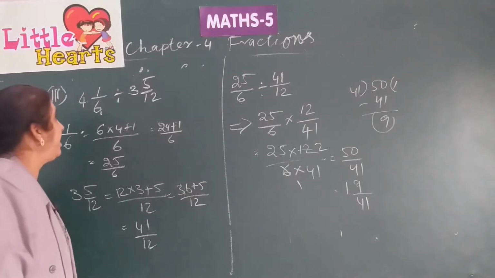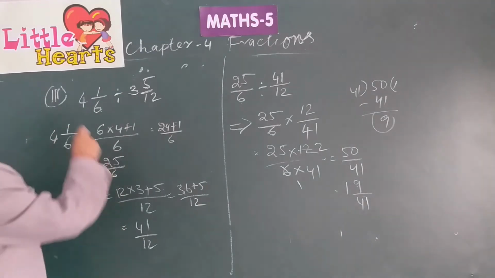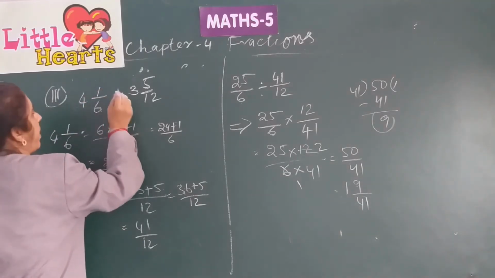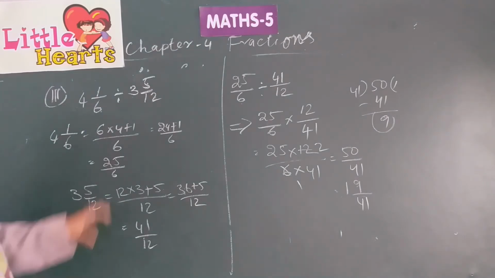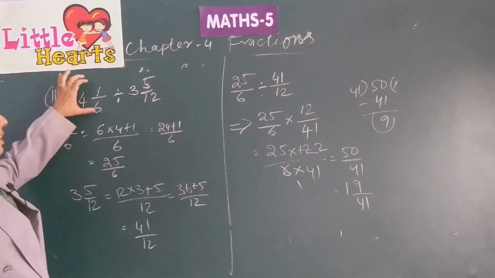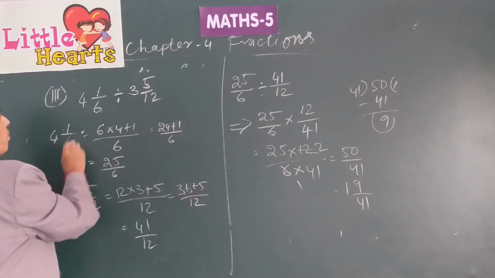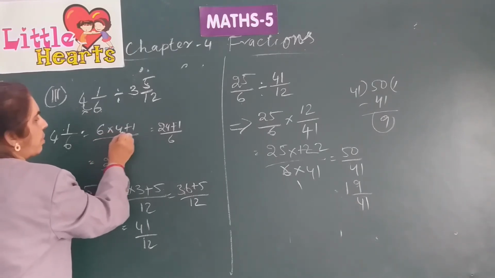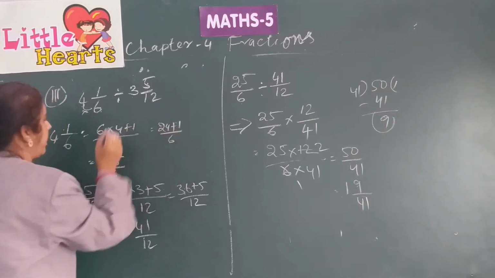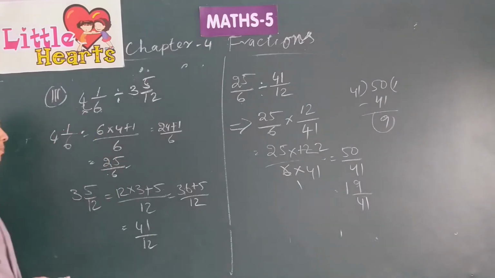Yes, children, let us divide a mixed fraction by another mixed fraction. 4 1 by 6 divided by 3 5 by 12. For this, you can't directly divide. First, convert the mixed fraction into improper fraction. 4 1 by 6 is equal to 6 into 4 plus 1 by 6. 6 4s are 24 plus 1 by 6, that is 25 by 6. So 4 1 by 6 is equal to 25 by 6.